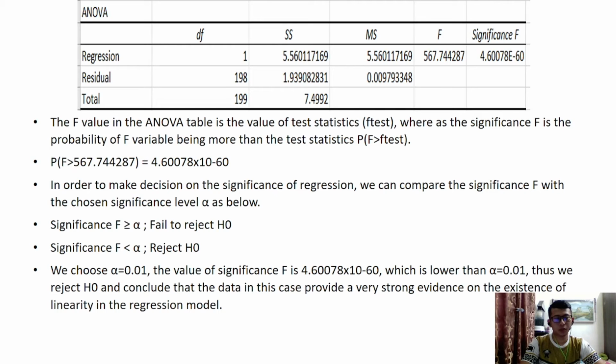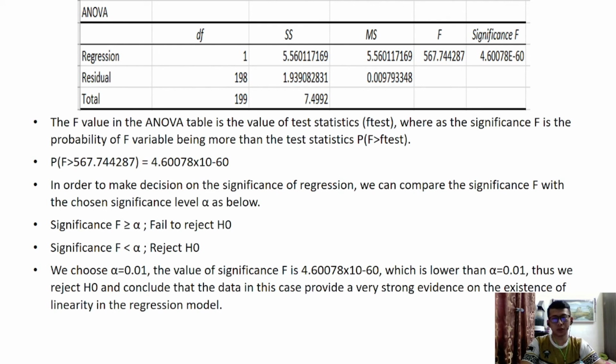So the probability of F more than 567.744287 equals 4.90078 times 10 to the power of negative 60. In order to make the decision on the significance of regression, we can compare the significance of F with the chosen significance level alpha as below. If the significance of F is more than alpha, we conclude that we fail to reject the H0. If the significance of F is less than alpha, we reject the H0.